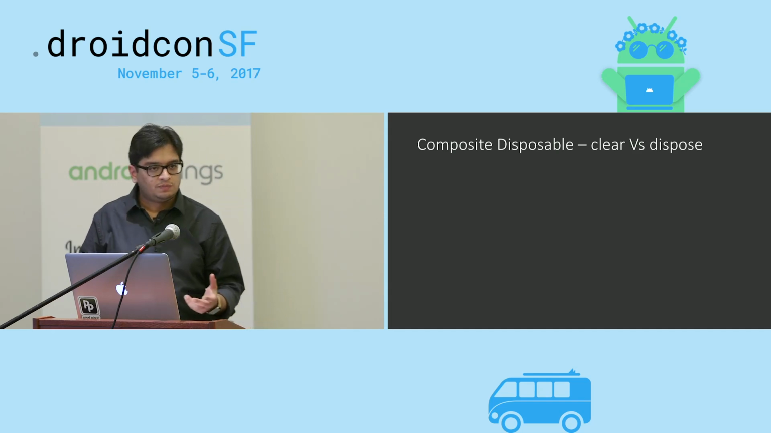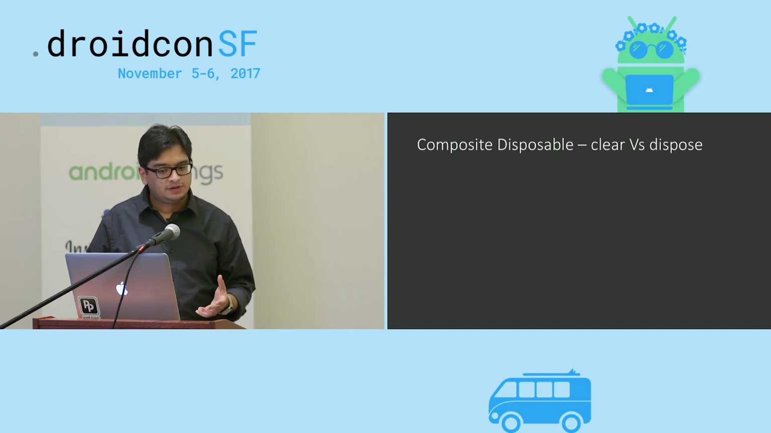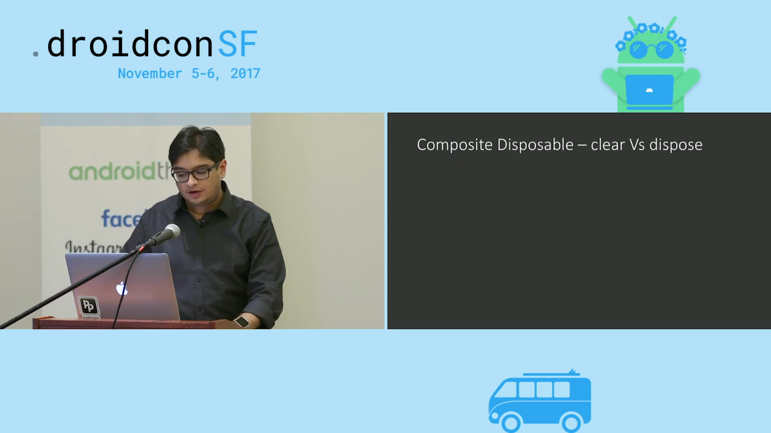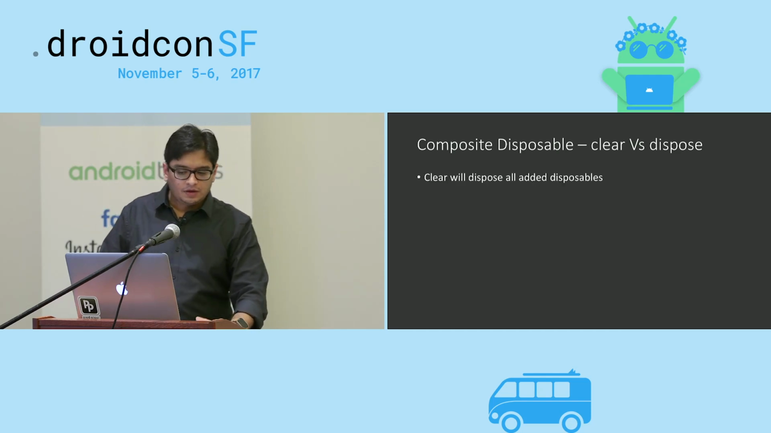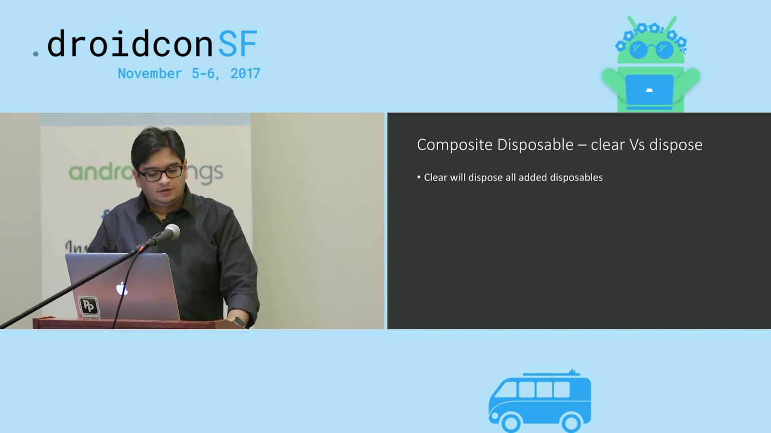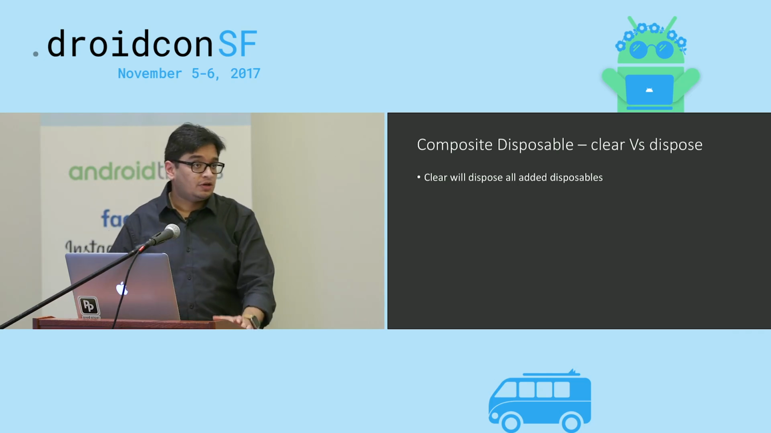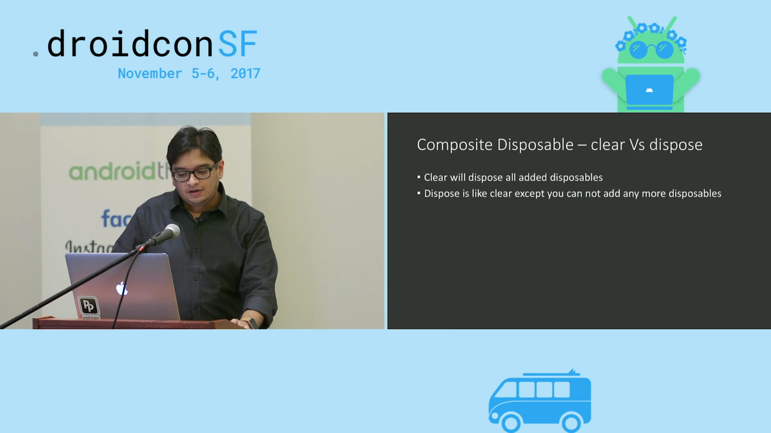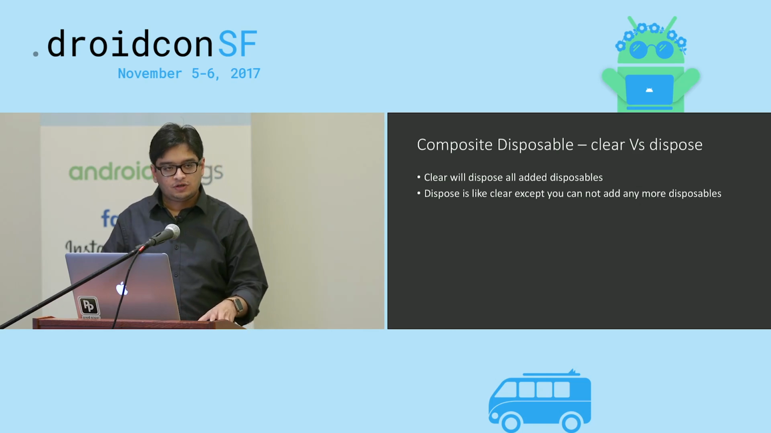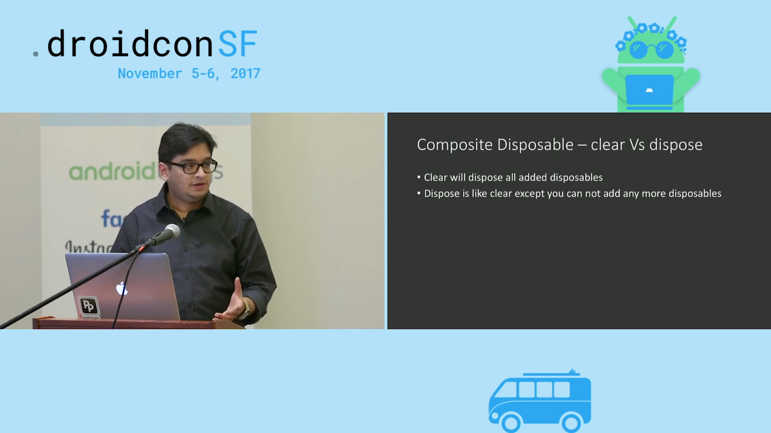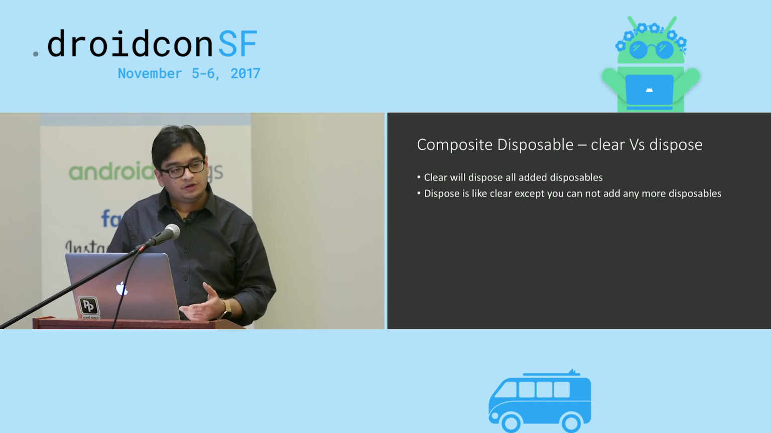I've spoken so much about dispose, right? So how do you really dispose something? There are two different ways of disposing the observable: one is through clear and one is through dispose. What clear really does is call the composite disposable to dispose all the observables that are assigned to it, but you can still add more observables to it in the future. And with dispose, the only difference is that once you dispose the composite disposable, you won't be able to add anything else to it. That's the key difference. So you should be using clear and dispose based on whether you are inside the onDetach or onDestroy method.